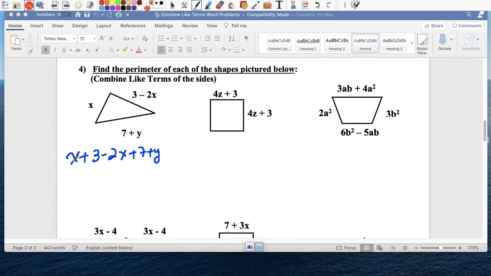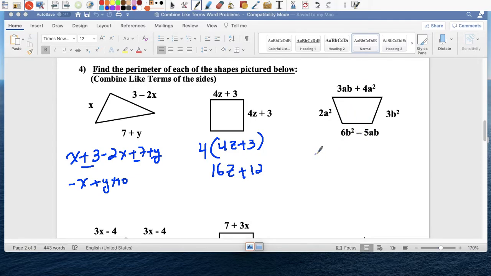So in this one, we get x and negative 2x is negative x. Plus 3 and 7 is plus 10. Let me put the y there first, and then plus 10. So that's 4z plus 3. It's a square. So instead of adding 4z plus 3, 4 times, we just multiply by 4. We get 16z plus 12.